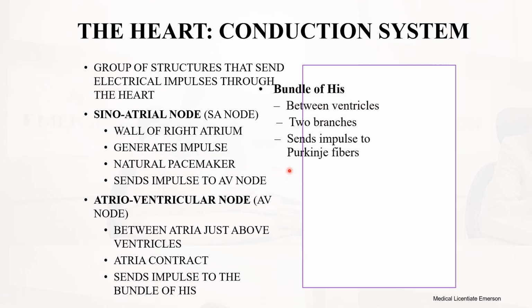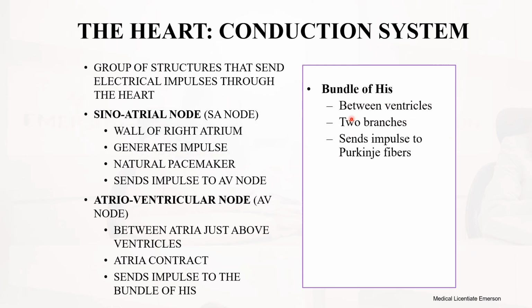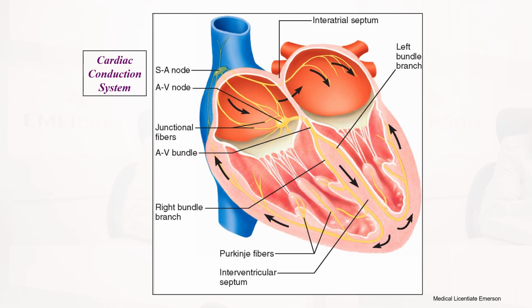So that's what we are talking about. As the impulses go to the bundle of His, the bundle of His is found in between the ventricles, and they make two branches, and they send the same impulses to the Purkinje fibers. Then the Purkinje fibers are found in the lateral walls of the ventricles, and that's when the impulses will be transferred for the ventricles to contract. Okay, this is the conduction system of the heart.